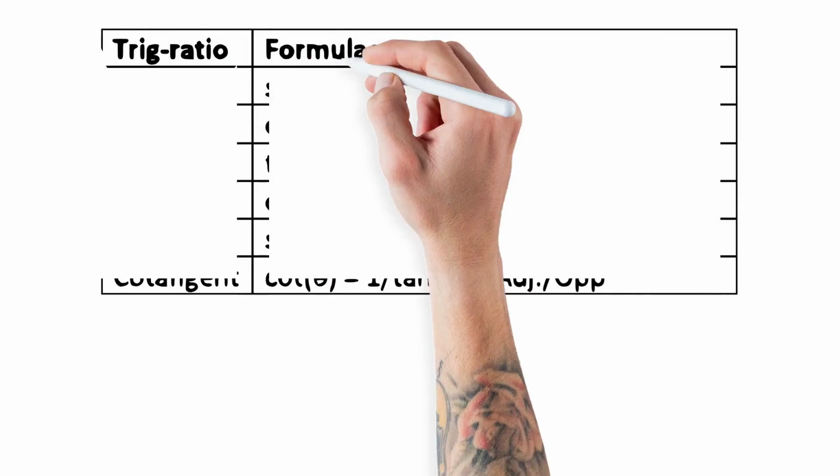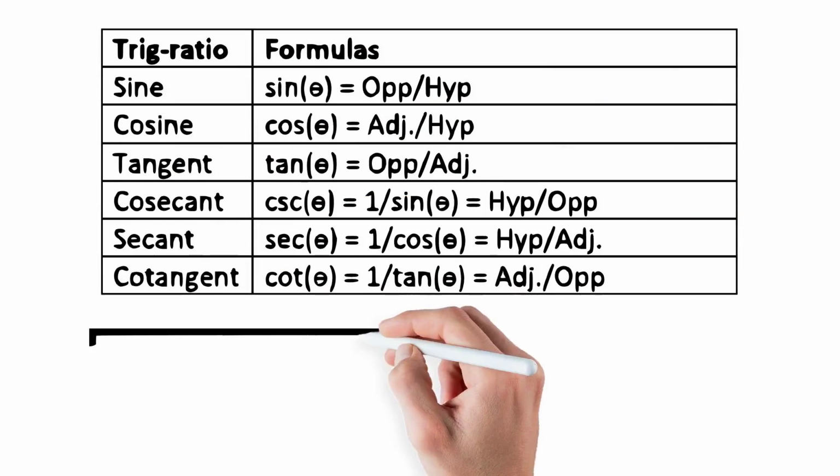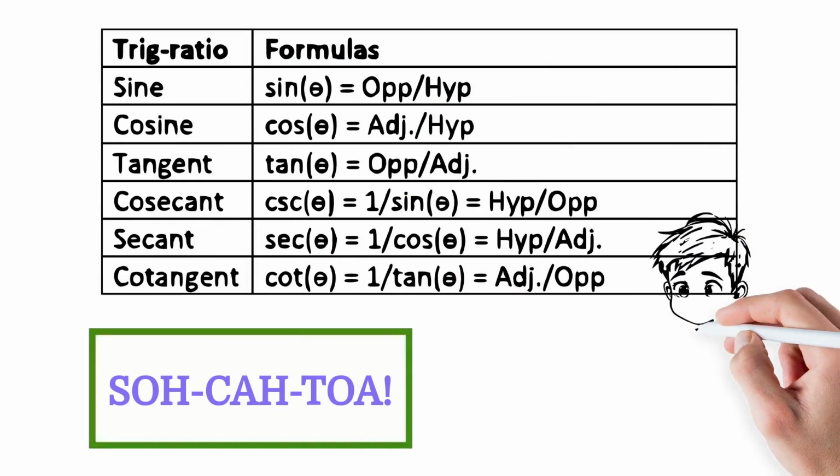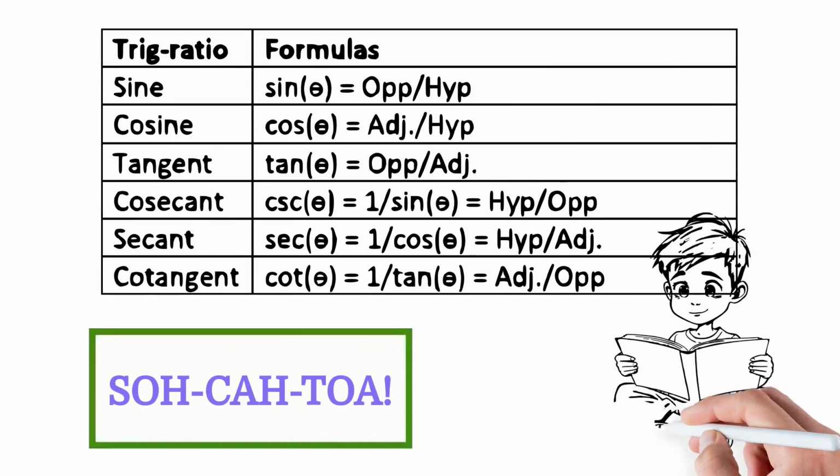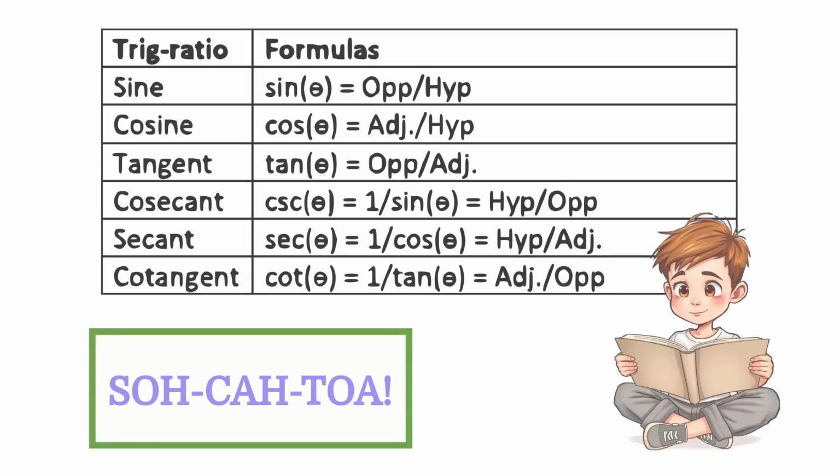Let's summarize. Sine, cosine, and tangent link an angle with the sides of a triangle. Remember SOH CAH TOA, and their reciprocals, cosecant, secant, and cotangent.